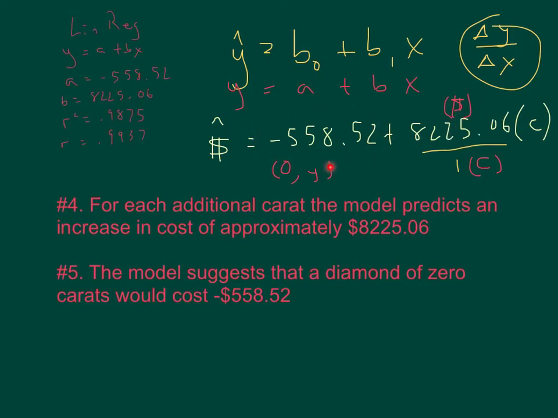So when x is 0, or when carats is 0, the model suggests that the diamond would cost approximately negative $558. Generally, it's not uncommon for the y-intercept to not make sense. When we translate it into context, it doesn't make real-world sense. It's an adjustment number that makes the overall model work.